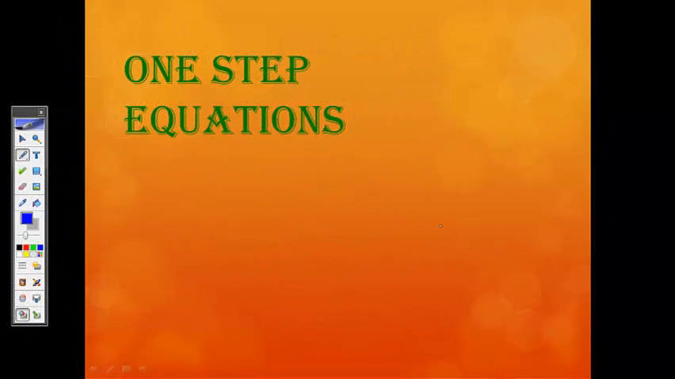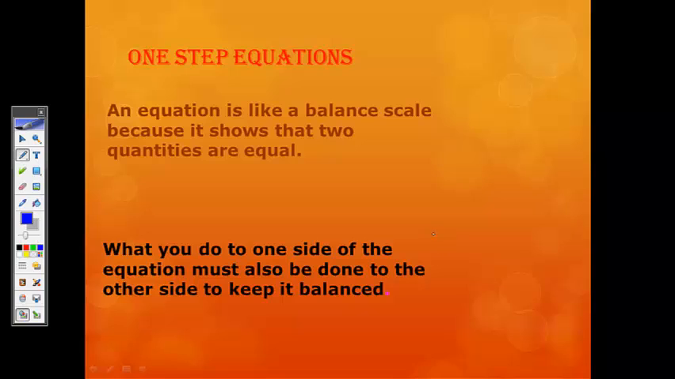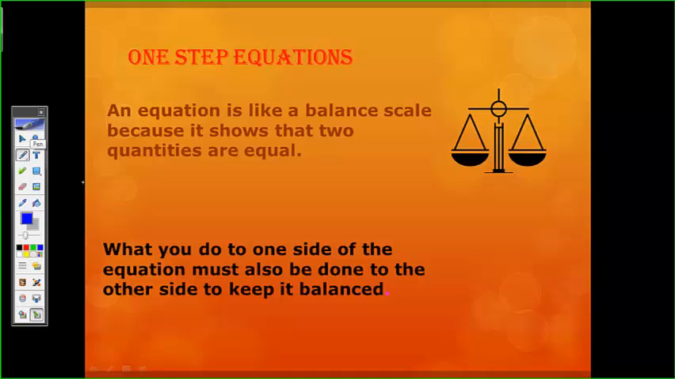Alright, so first we are going to go ahead and start with one-step equations. An equation is like a balance scale because it shows that two quantities are equal. So here's the balance scale. This is actually balanced. So if this one has 4, then the other one also has 4 as well. But if I go ahead and subtract 2 over here, I need to subtract 2 on the other side to make sure that it stays in equilibrium.